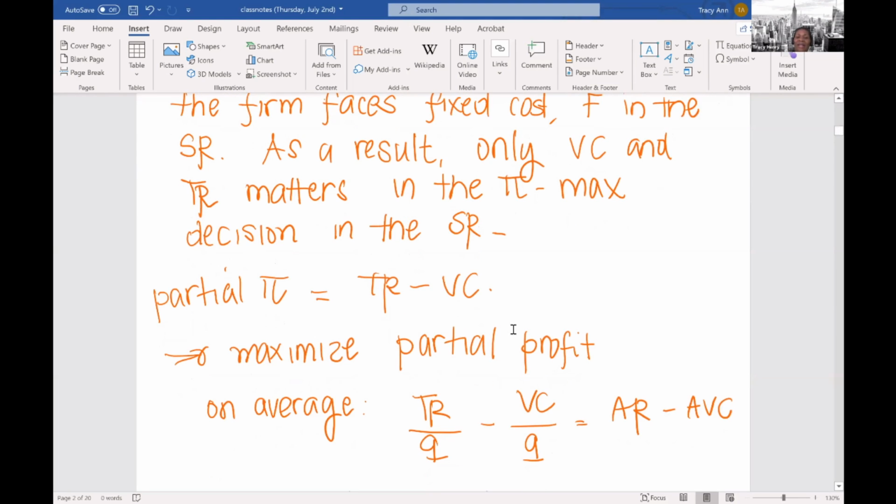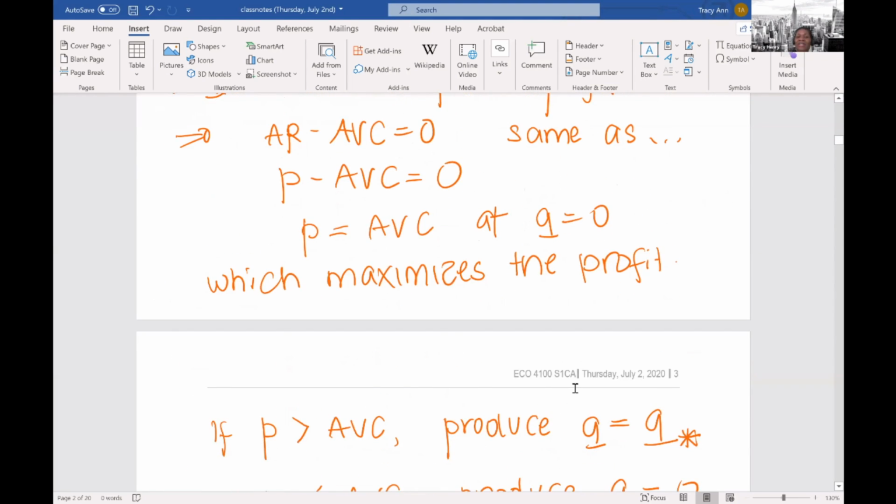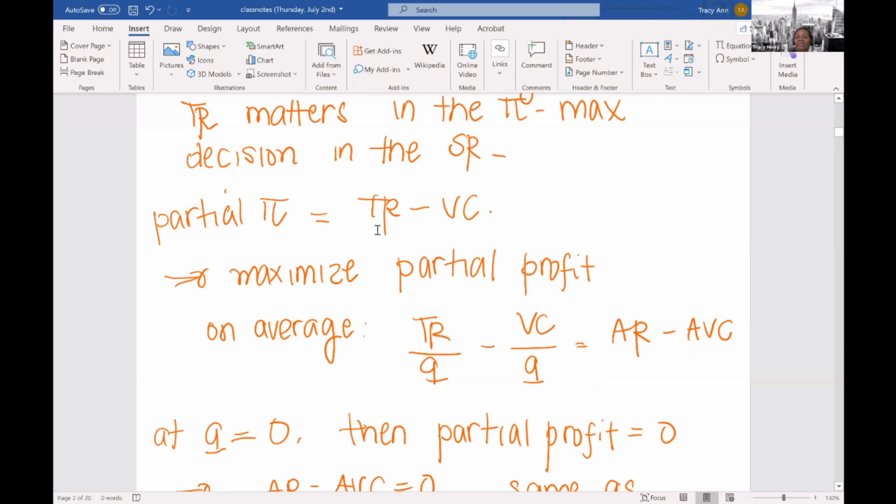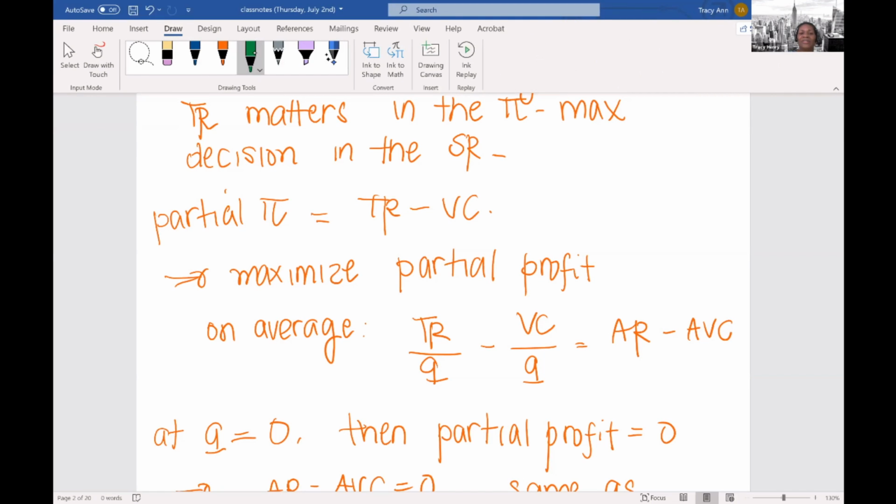Well, I noticed that if my Q is equal to 0, then my total revenue is equal to 0, and my variable cost is equal to 0. So total revenue minus variable cost is equal to 0. Your total revenue minus variable cost is equal to 0 when your Q is equal to 0, because you can't change that, right?